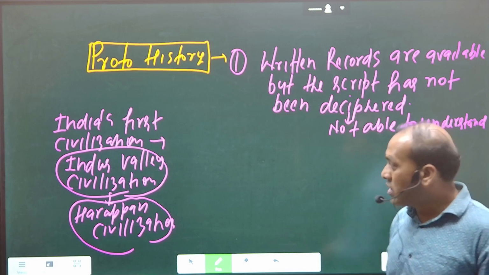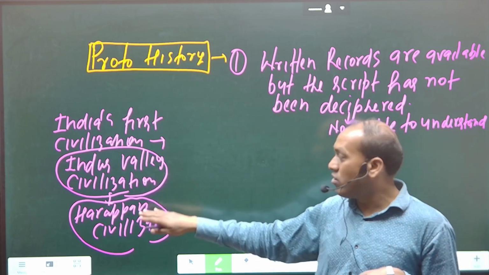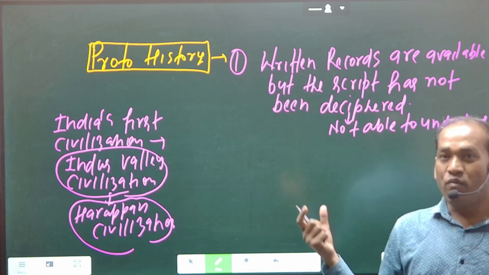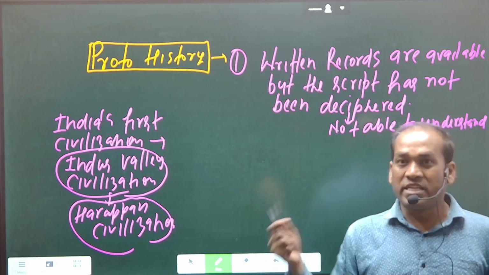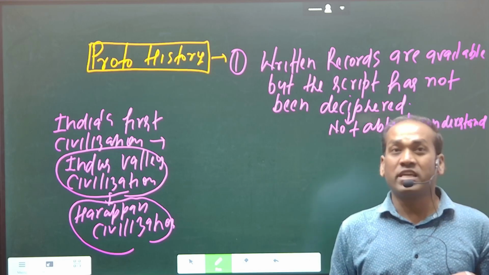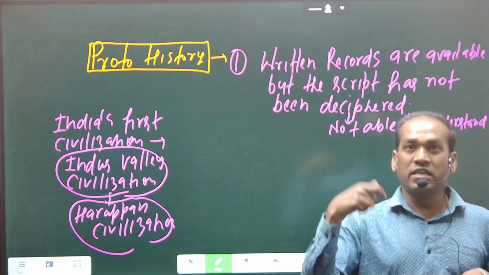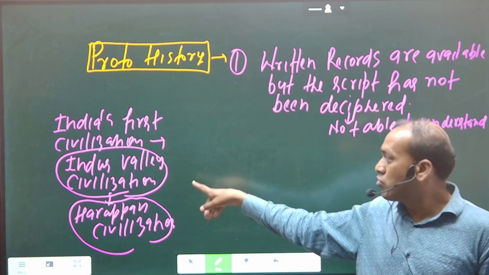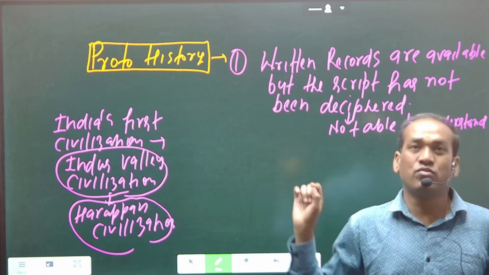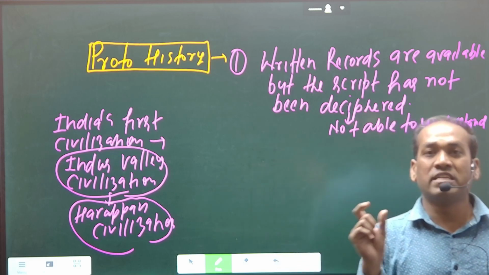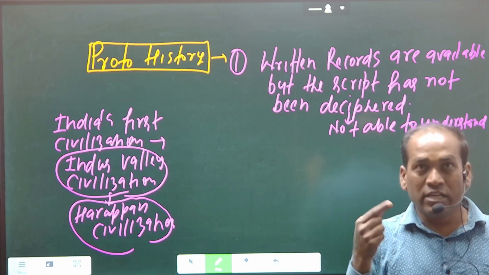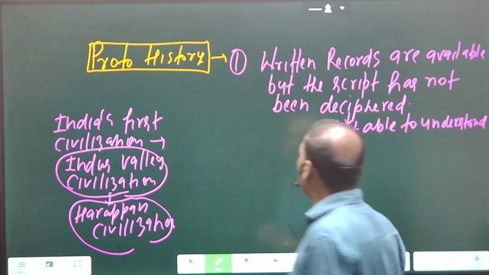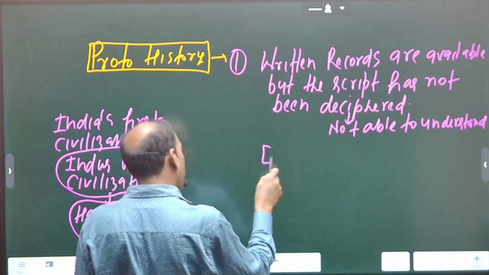Okay, so related to this Indus Valley civilization or Harappan civilization, we have written records. But even today we are not able to understand the script used in written records related to this Indus Valley civilization. Okay, so this Indus Valley civilization is included in proto history.